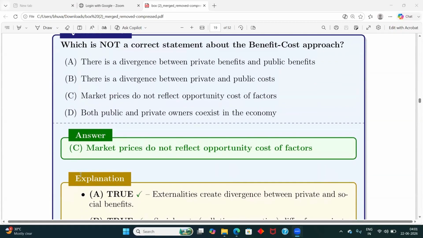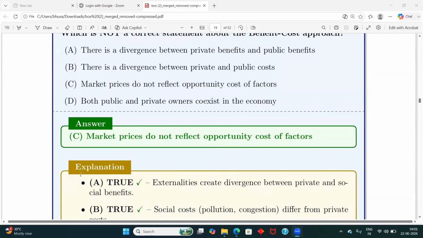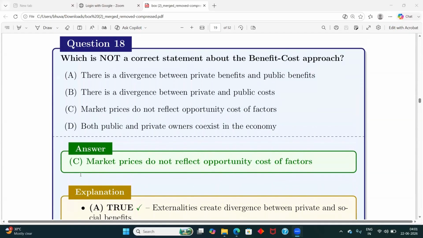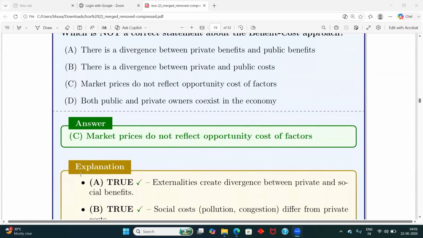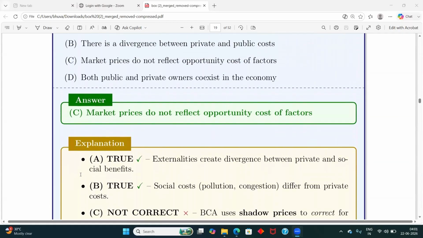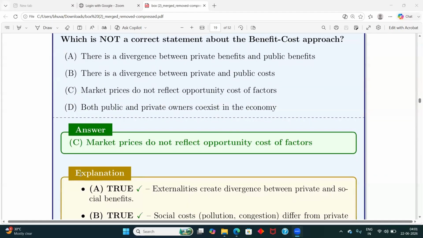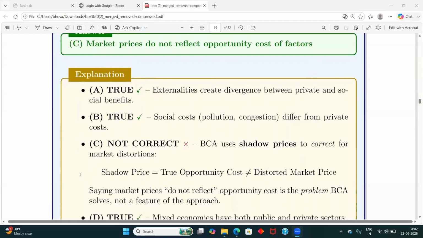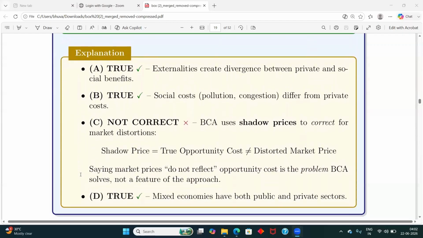Let's see the explanation. Option A, there is divergence between private benefits and public benefits. It's true in the sense of the benefit cost approach. The second statement is also true. The third, market prices do not reflect opportunity cost of factors, is not correct. It is used for the shadow price. In shadow price, true opportunity cost is not equal to distorted market price. Saying market prices do not reflect opportunity cost is not a feature of the approach.